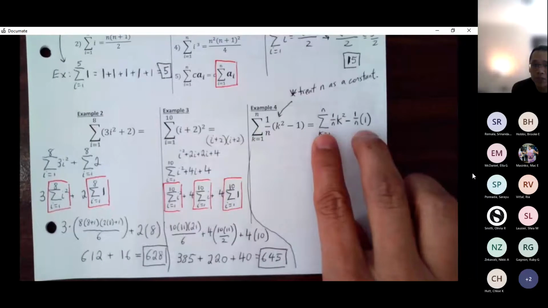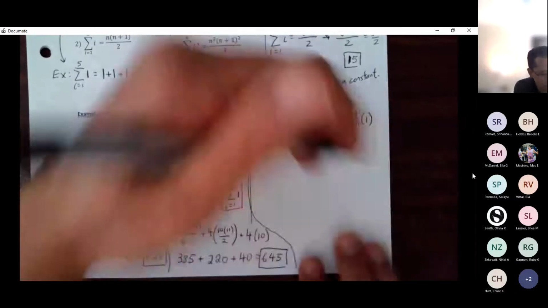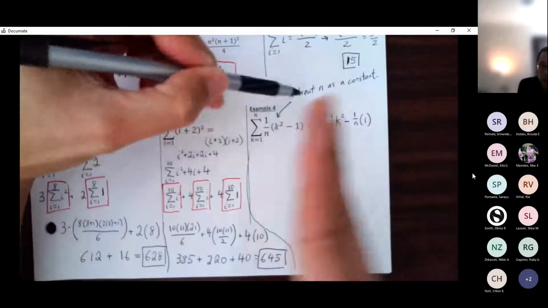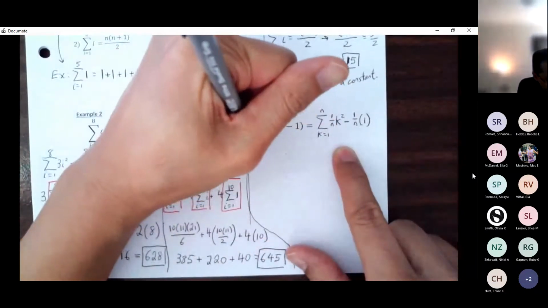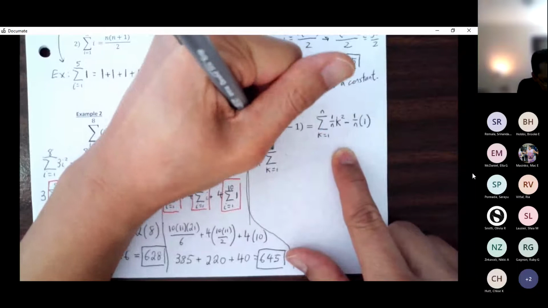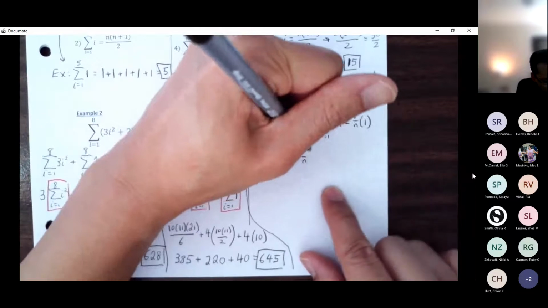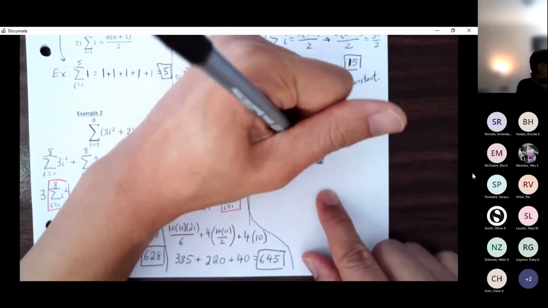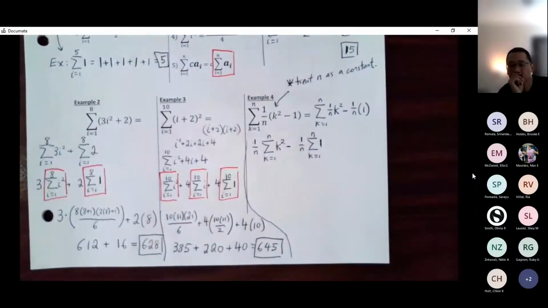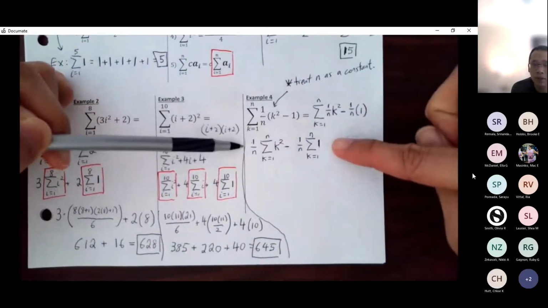Now that I have each of the terms separated, or the 1 over n distributed, I can treat this like two separate summations. And along the way, we're treating n as a constant, so I'm pushing the n out in front as well. Okay, any questions so far? To get from here to here to here, are we okay?